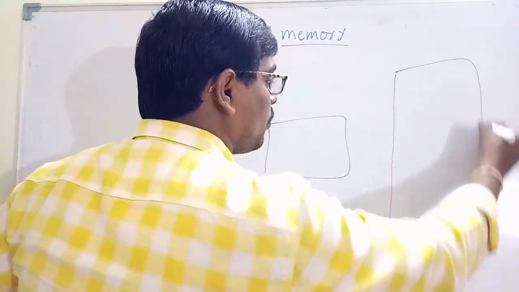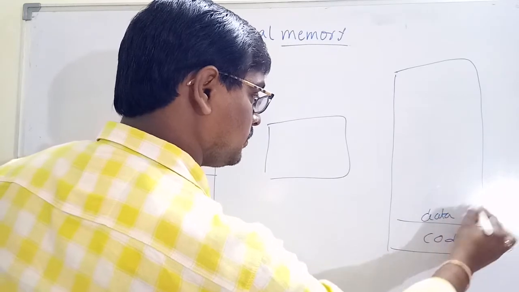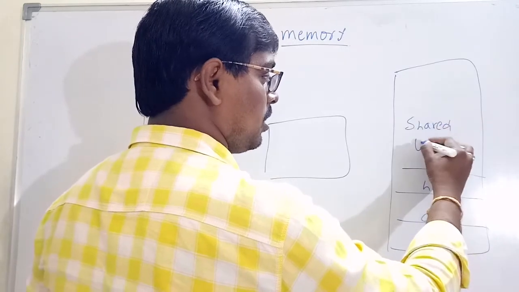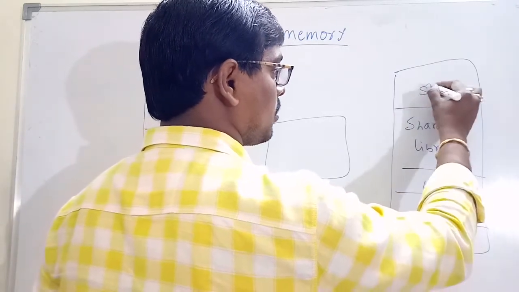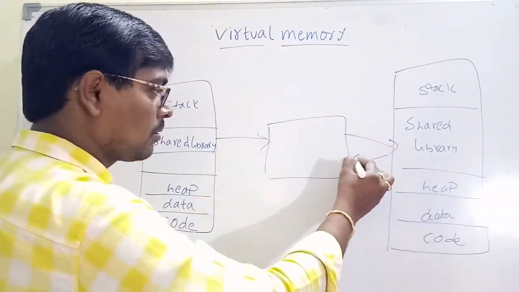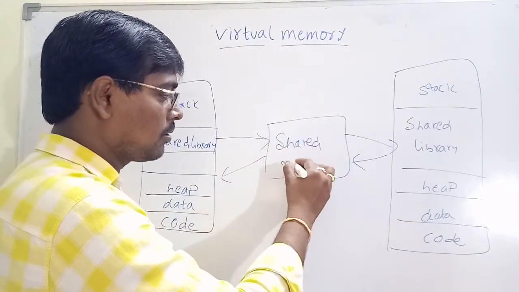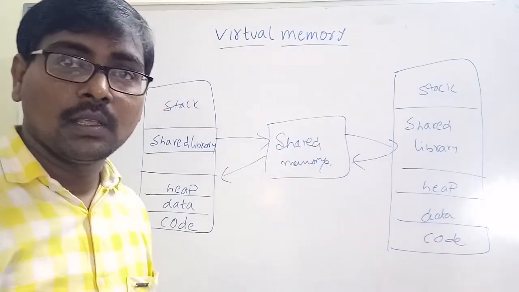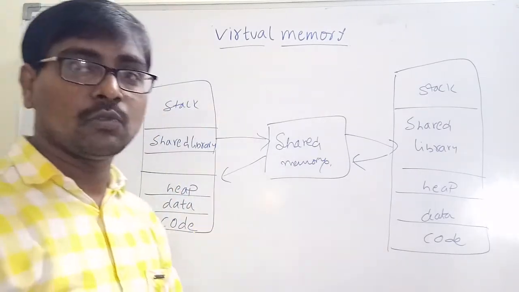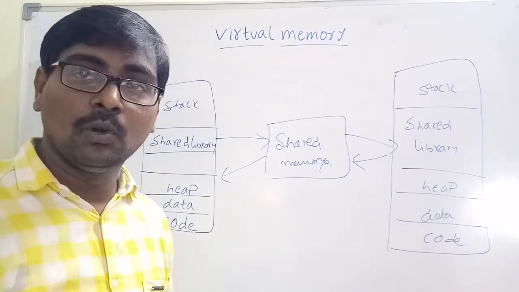Similarly, we have one more process: code, data, heap, shared library. So process 1 and process 2 share this memory. In this way, more information is shared among multiple processes. This is virtual memory. In the next session, we will move to demand paging.